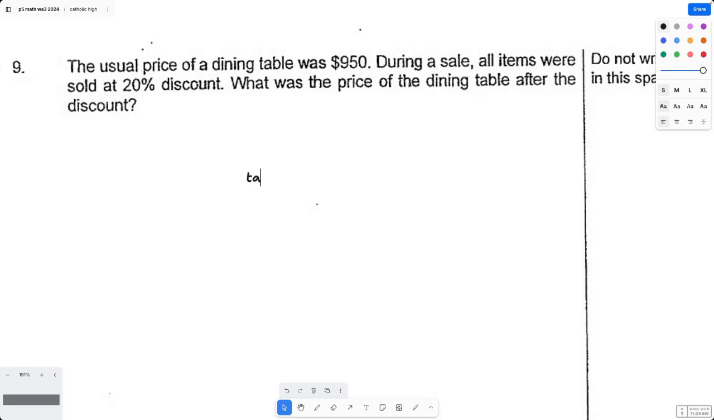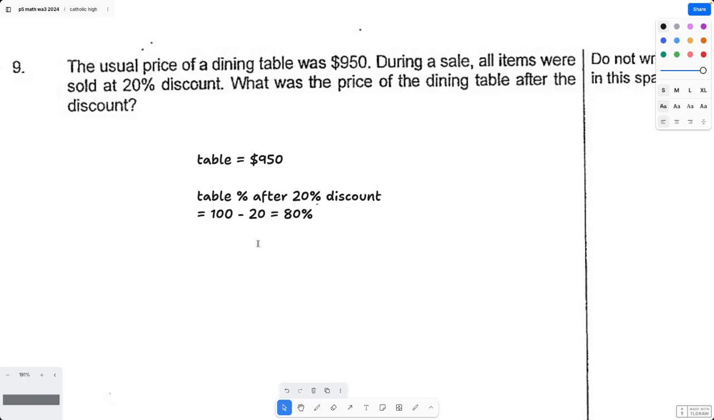so I'll just say table is equal to $950. Okay, and I will say the table percentage after 20% discount is equal to 100 minus 20, which is 80%. Okay, so now we know this 100. Okay, so now we just want to get the price after discount.